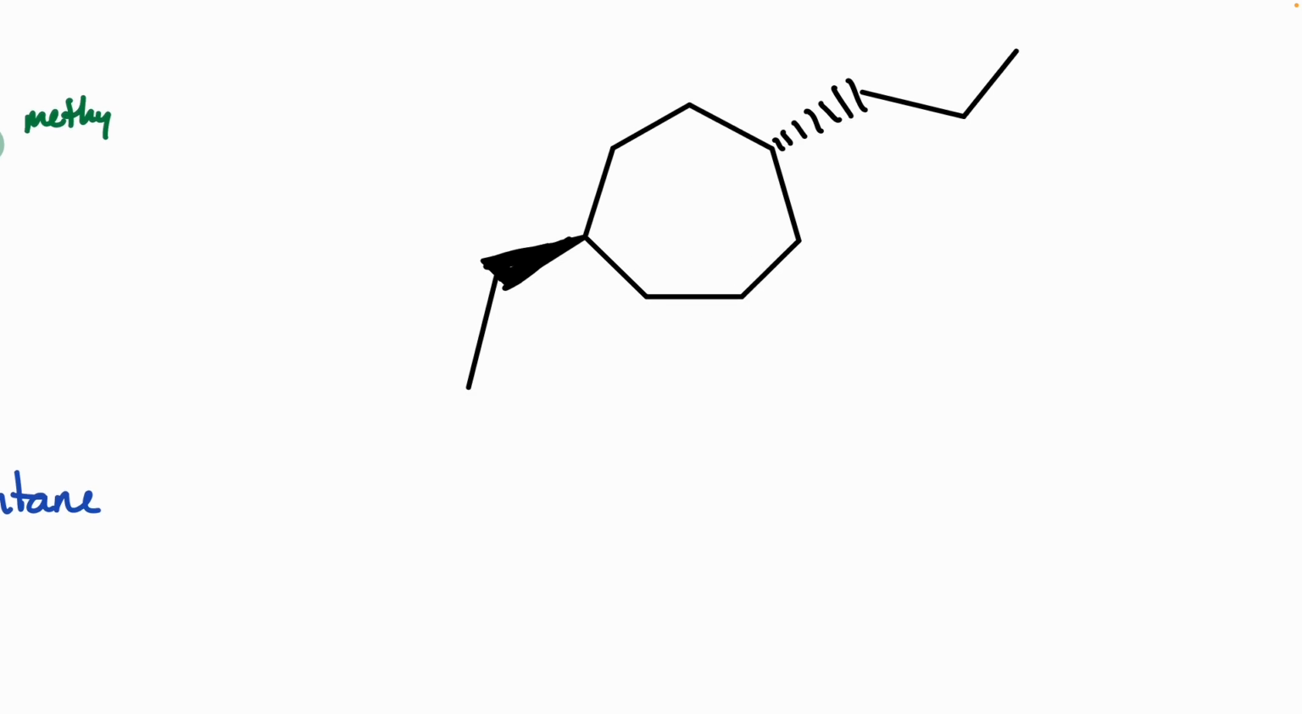Cool. All right, so this one, again, this is this pain in the butt seven-membered ring. Which would be what parent chain? Cycloheptane. All right. This is a two carbon substituent, so this is an ethyl group. The other one is a three carbon substituent, so it's a propyl group.